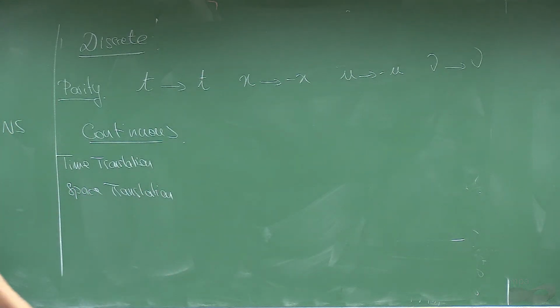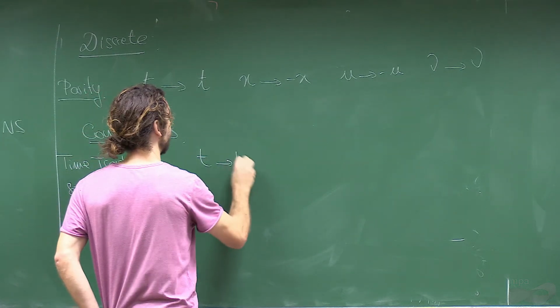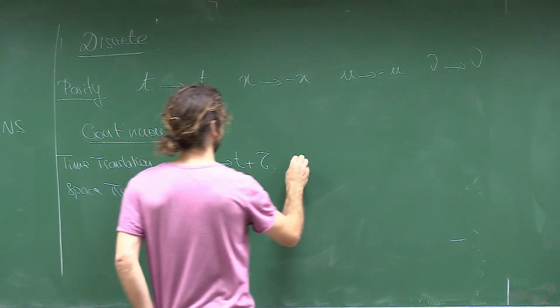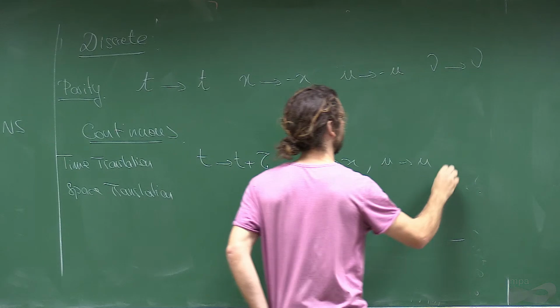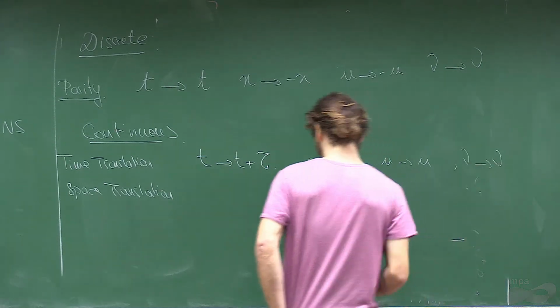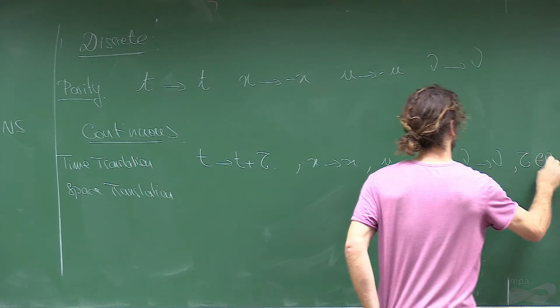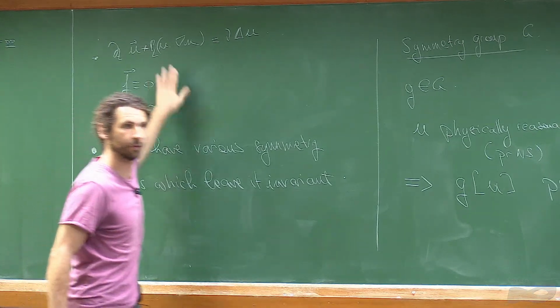So basically, for the time translation, if you change the reference time by an amount tau and leave all the other quantities the same, well, tau is real, then this is not invariant.